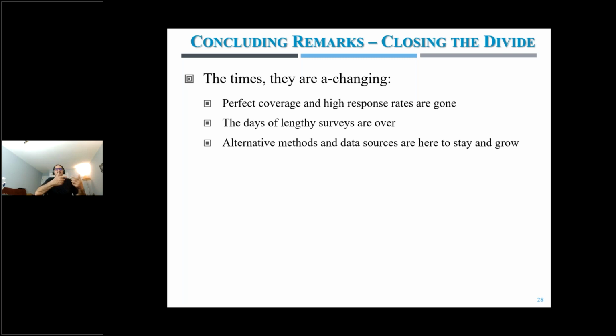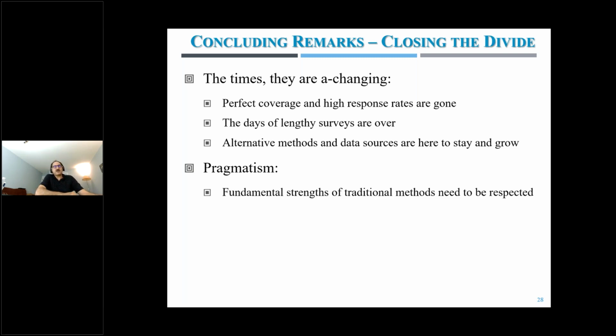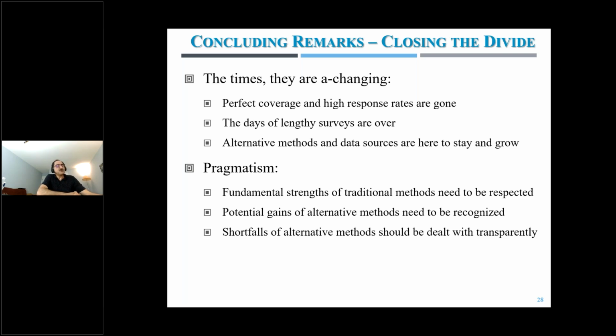And at the same time, it's important to note that alternative methods and data sources are here to stay and grow, so we can't avoid them. So what is a pragmatic approach moving forward? I think it's important to recognize the fundamental strengths of traditional methods. We are not going to throw out the baby with the bathwater. At the same time, it's important to respect and recognize what alternative methods can add to the picture. We have to do that while recognizing shortfalls of these alternative methods and be fully transparent about them.